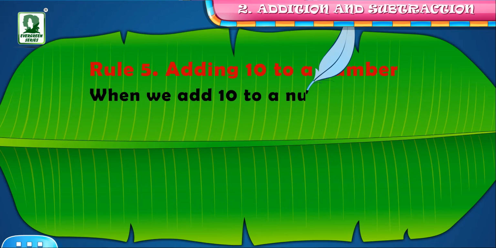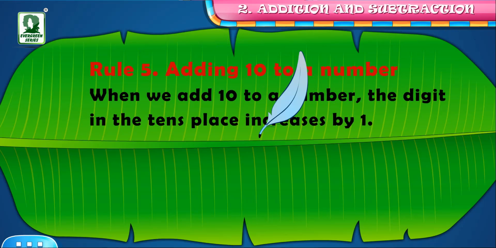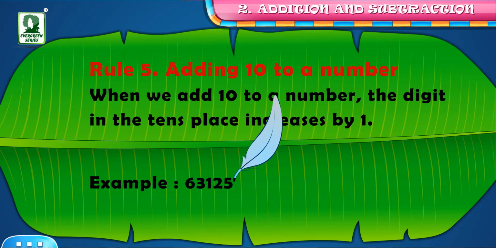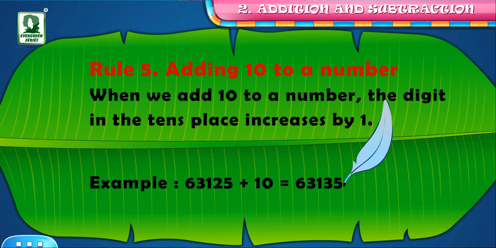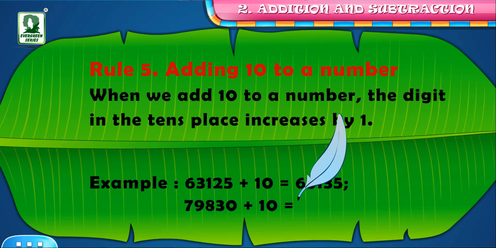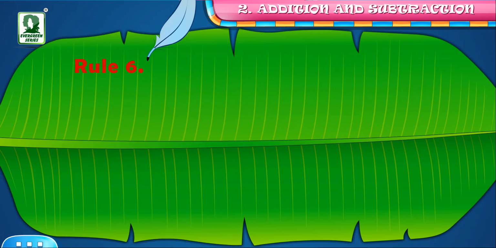Rule 5. Adding 10 to a number. When we add 10 to a number, the digit in the tens place increases by 1. As for example, 63,125 plus 10 is equal to 63,135. 79,830 plus 10 is equal to 79,840.